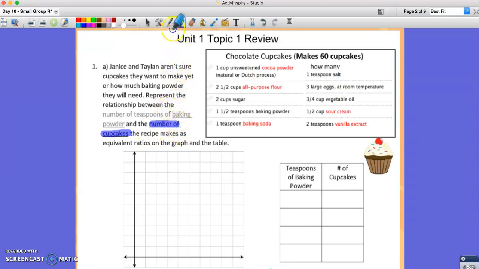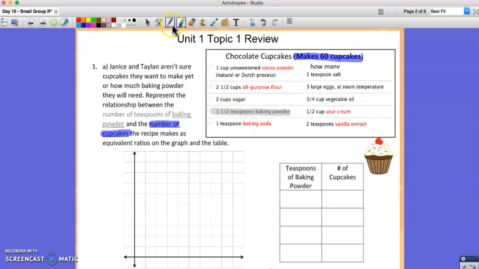Well, before I start the problem, I want to find a couple things. I need to find the baking powder. So I look through the recipe and I find 1.5 teaspoons of baking powder. Makes me how many cupcakes? If I look at the top, makes me 60 cupcakes. Okay, so that's important, first off.